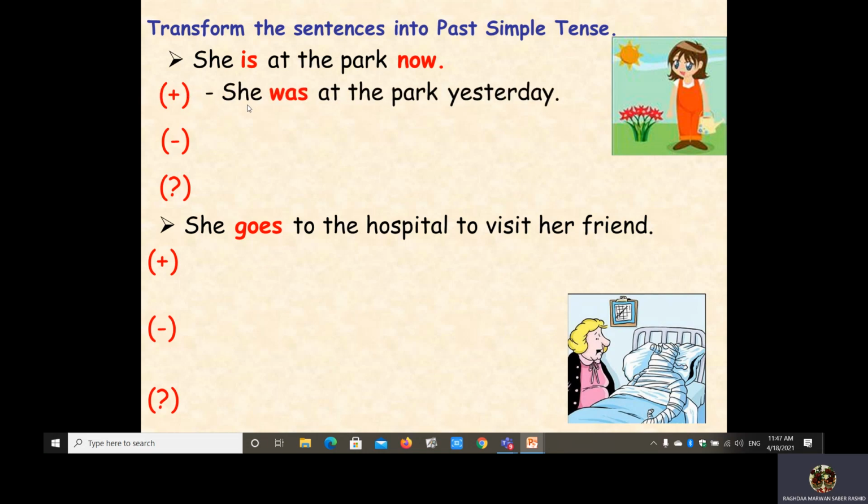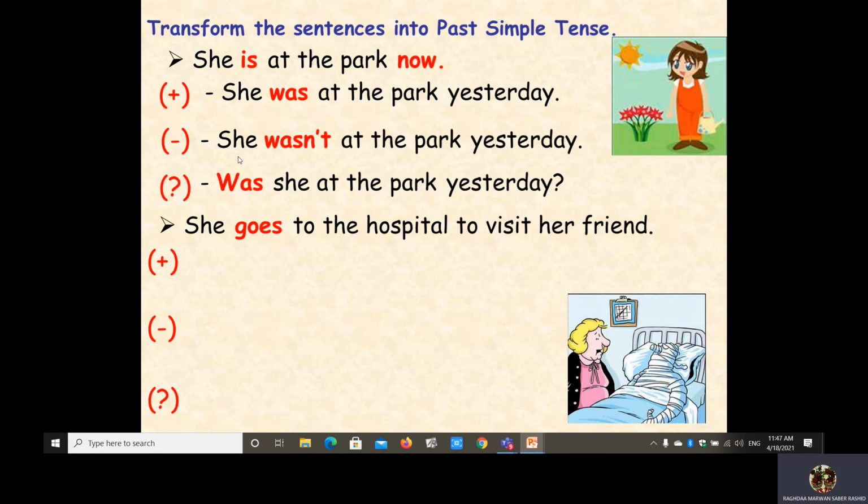Yes, she was at the park yesterday. Instead of now, we say yesterday because we talk in the past. Instead of is, we use was. To make it negative, we say she wasn't at the park yesterday. Was not, wasn't, negative form.